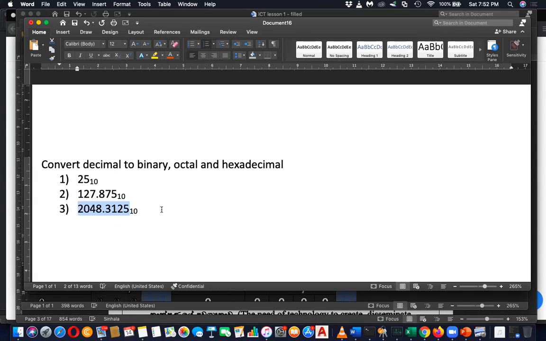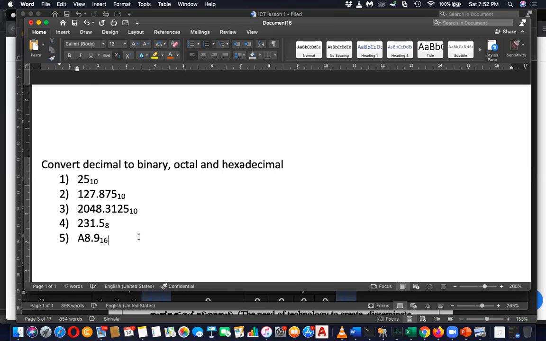2048.3125. That is base 10. Then the next one, 0.5 in octal. Then the next one, a 0.9 in hexa. Let's say A8.9 from hexa. So these are the numbers.